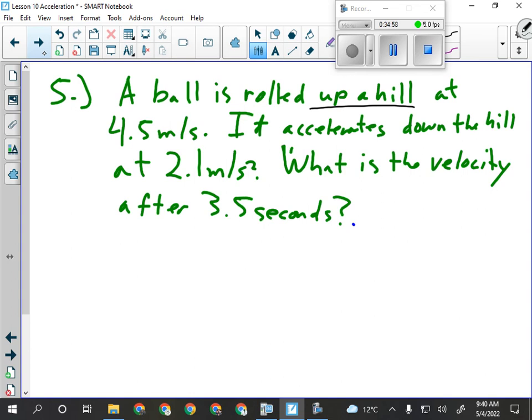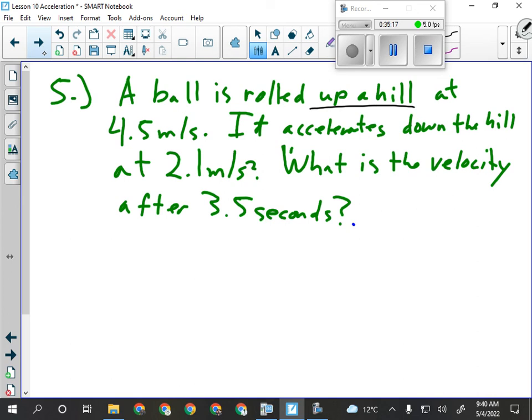On this one, direction is really important. If I roll a ball up a hill, does it continue to go up the hill? Well, not for very long anyway. Eventually it's going to what? Stop and come back down. Think about that when you're answering this question.